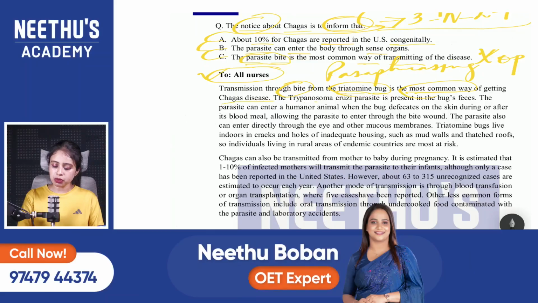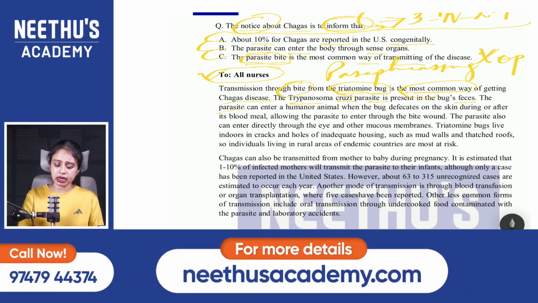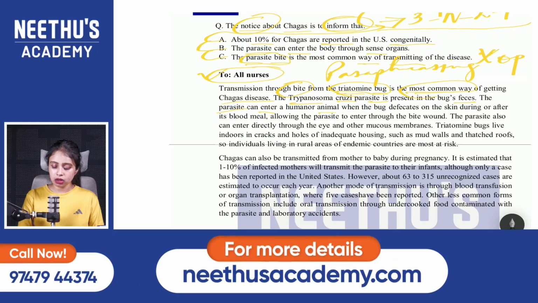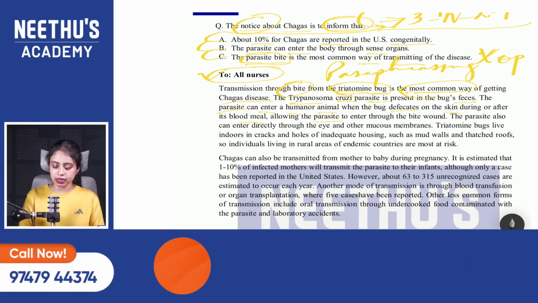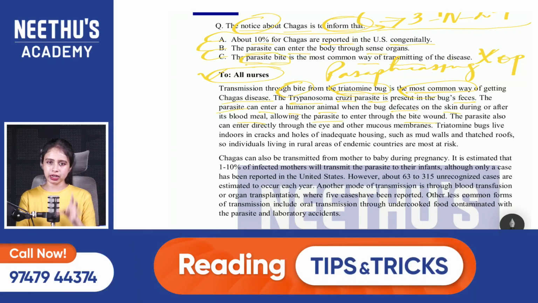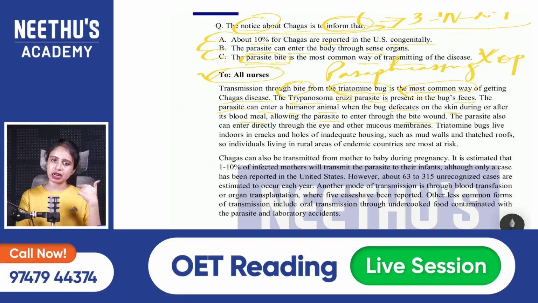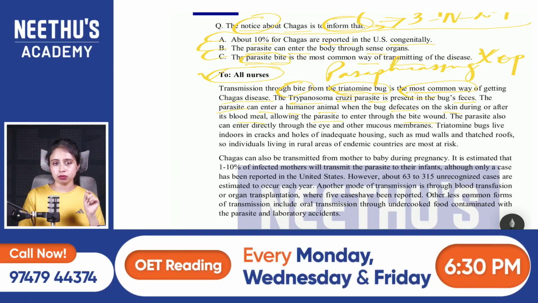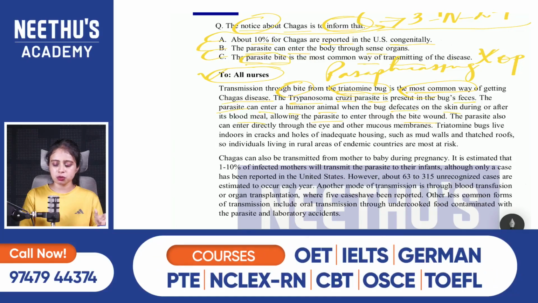Now, the Trypanosoma cruzi parasite is present in the bug's feces. Feces means the bug's excrement. The parasite can enter the human or animal when the bug defecates on the skin during or after its blood meal, allowing the parasite to enter through the bite wound. For example, a mosquito is biting you. After biting, what happens? This parasite can enter your body through this particular wound. The parasite enters through this wound, and the parasite is present in the feces, excrement.